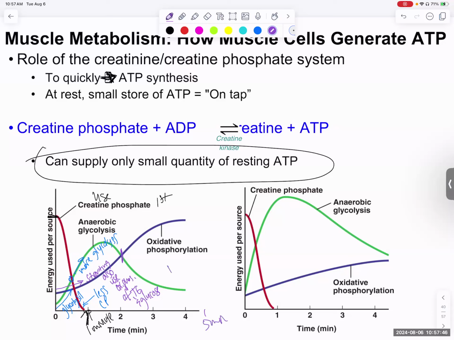If we have oxygen, we're going to start doing more oxidative phosphorylation and less glycolysis. This is good because remember, glycolysis only gives you 2 ATP. Oxidative phosphorylation gives you anywhere from 34 to hundreds of ATP, depending on what source, if you're using fats, triglycerides, or glucose.